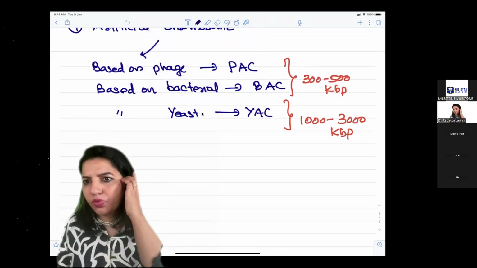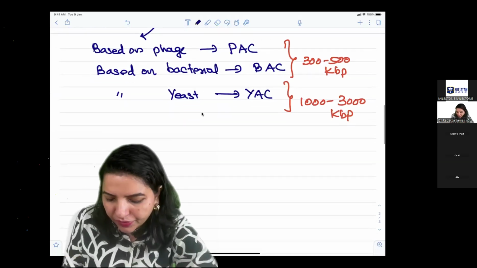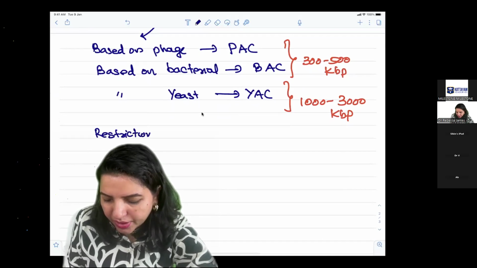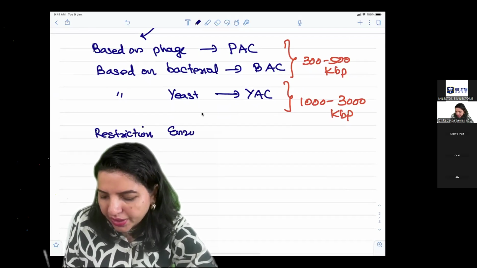I don't want to describe too much there. Next we are going to a very, very important topic. Restriction enzyme. This is the only thing that we have to learn. After this is done, we are finished.